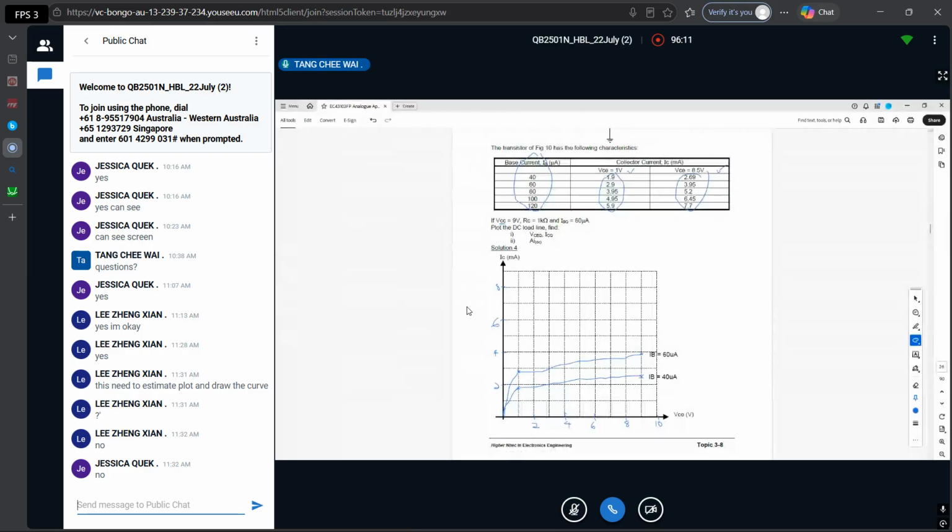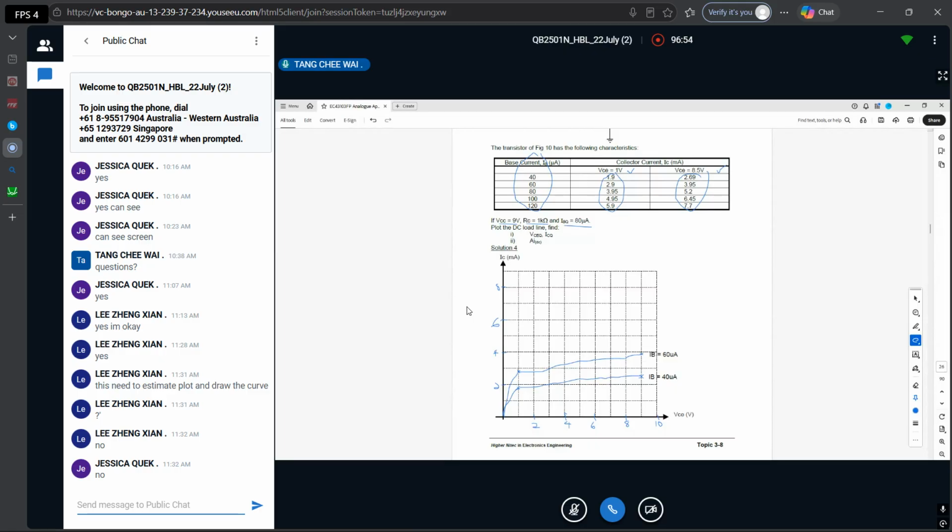You have RC given, just one resistor, 1 kΩ, and then they say IBQ is 80 micro. We take note first: this is the base current at the operating point, 80 microampere. Of course, now they ask you to plot the DC load line and find these two values, VCEQ and ICQ, and also the static current gain, DC.